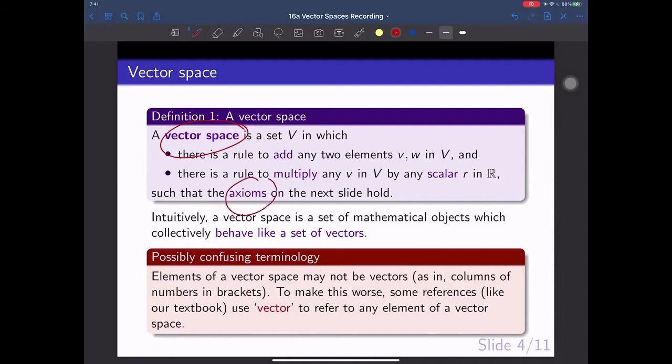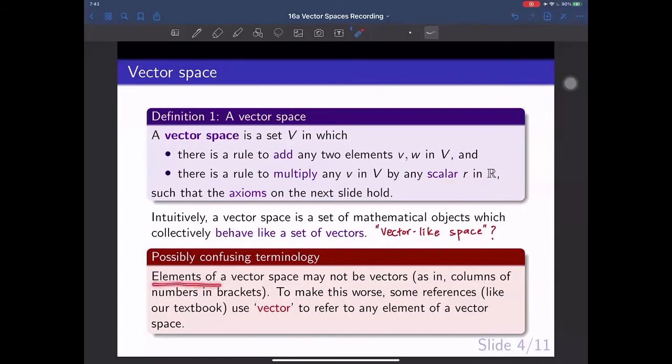I'm putting them on the next slide because they may look a little scary if this is the first time you see them. I will talk about the axioms in a minute, but you should really think of a vector space as a set of objects that behave nicely, just like vectors. Unfortunately, this term is confusing because we will see that a vector space can consist of things that are not at all vectors, but just behave like vectors. A more appropriate name may be vector-like space.